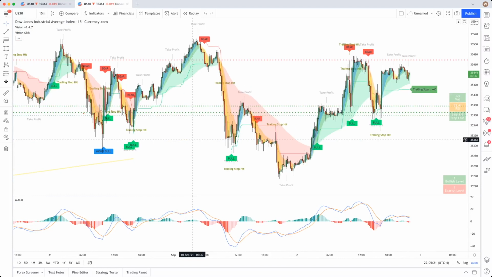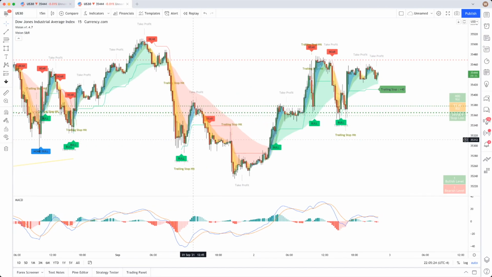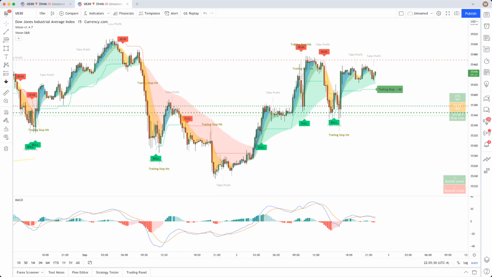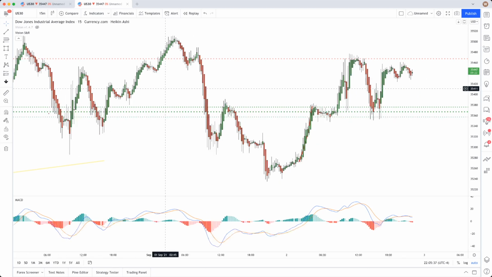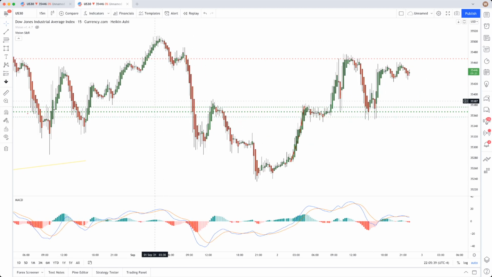Alright, let me go over this histogram deal and the MACD and signal line. Alright, so the MACD, pretty simple. This is easier to show on Heikin Ashi, so let me just do that real quick. That way you can see kind of what we're looking at.